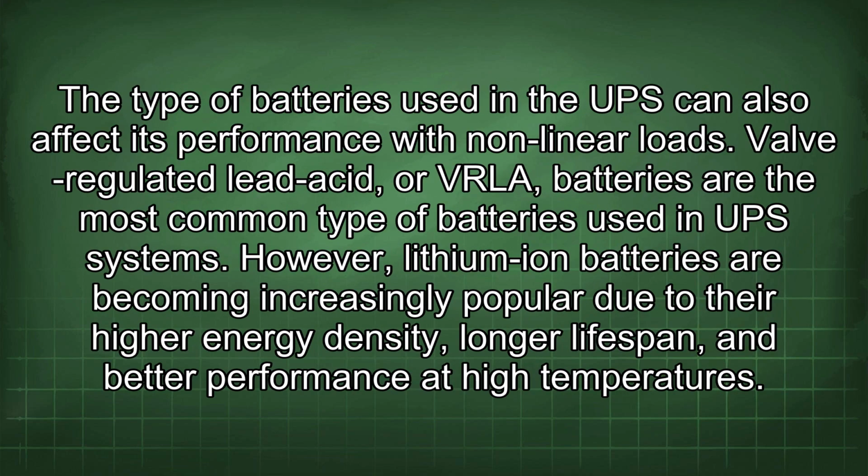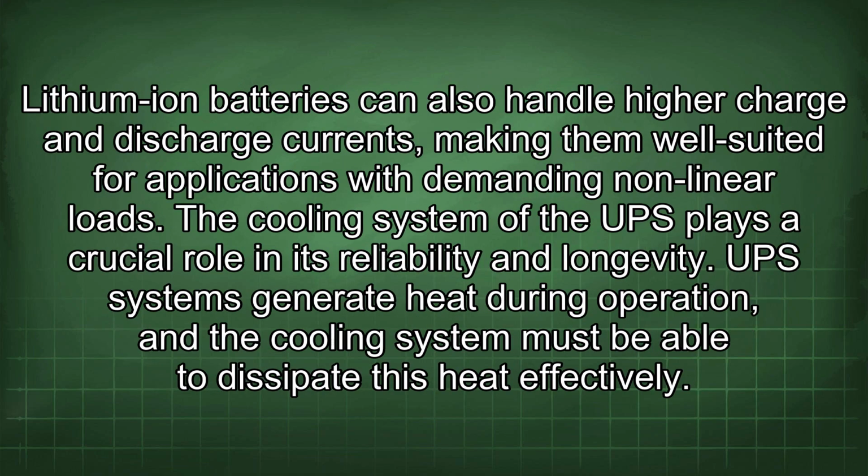The type of batteries used in the UPS can also affect its performance with nonlinear loads. Valve-regulated lead-acid, or VRLA, batteries are the most common type of batteries used in UPS systems. However, lithium-ion batteries are becoming increasingly popular due to their higher energy density, longer lifespan, and better performance at high temperatures. Lithium-ion batteries can also handle high charge and discharge currents, making them well suited for applications with demanding nonlinear loads.